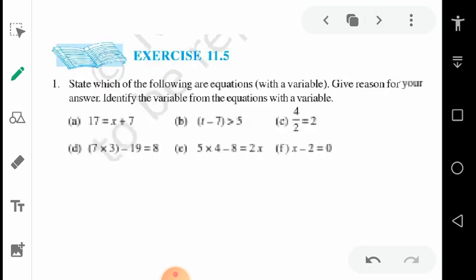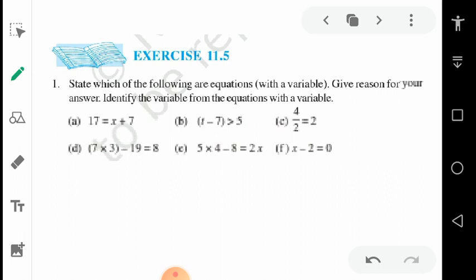First of all you must have an idea about equations, variables and constants. Then the question is: state which of the following are equations with a variable. Give reasons for your answer. Identify the variable from the equation with a variable. First, we have to check which is an equation and which is not.